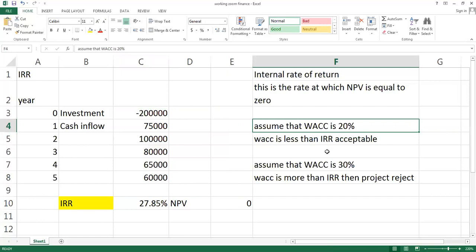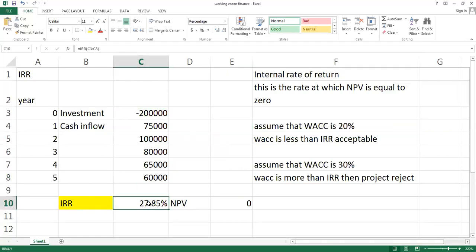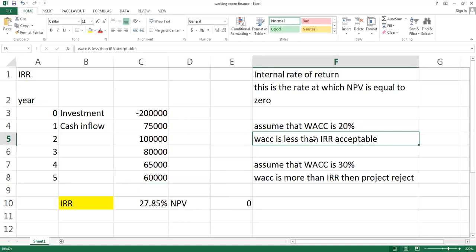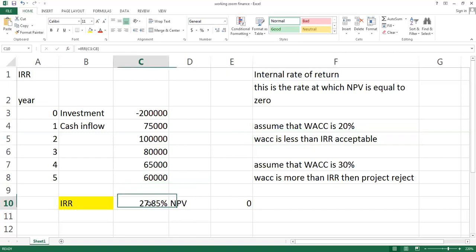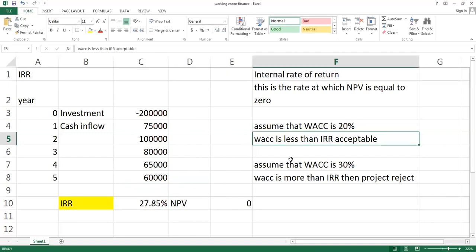The second point which is important from a theoretical point of view, that if we assume that you already know WACC and the WACC or cost of capital is already given 20% and IRR is 27.85%. If someone is asking whether the project is feasible or not, then you can simply check your cost of capital, compare it with IRR, and say that since WACC or cost of capital is less than IRR rate, so project will be acceptable. On the other hand, if your cost of capital or WACC is 30%, which is more than IRR, then naturally the project will not be acceptable because it will give you negative NPV.